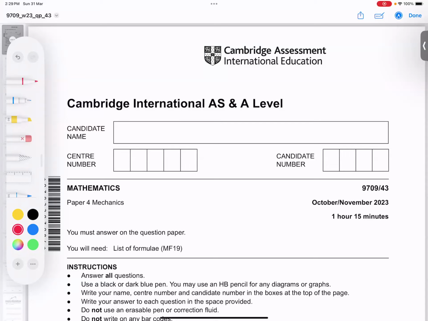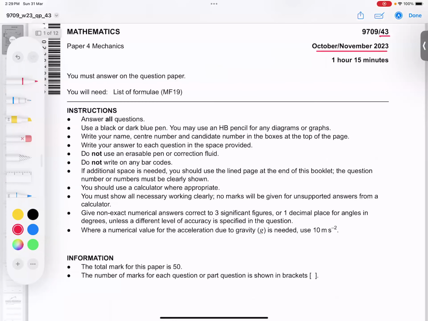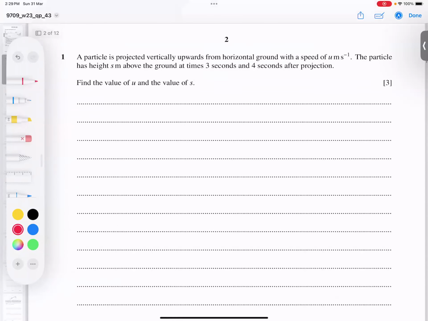This is the paper October 2023, variant 43, the mechanics paper. Let's try to solve. A particle is projected vertically upwards from the ground with speed v. And the particle has height of s meters above the ground at times 3 seconds and 4 seconds after projection. It means this.